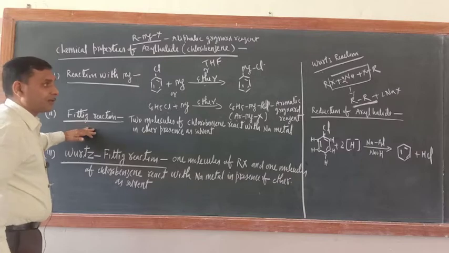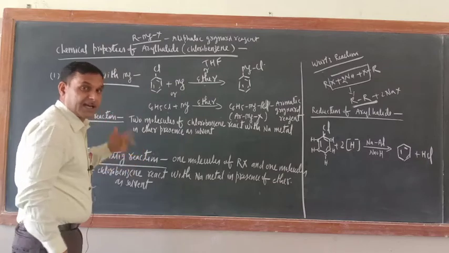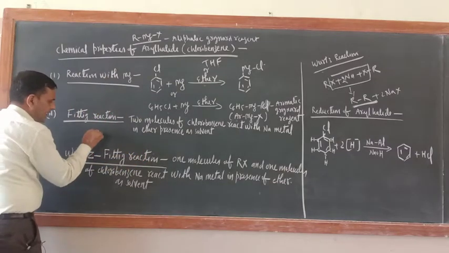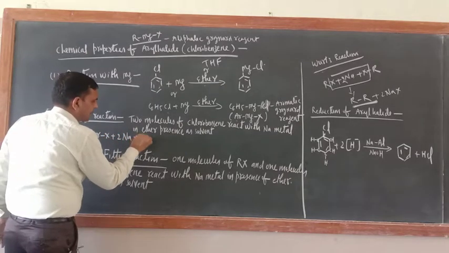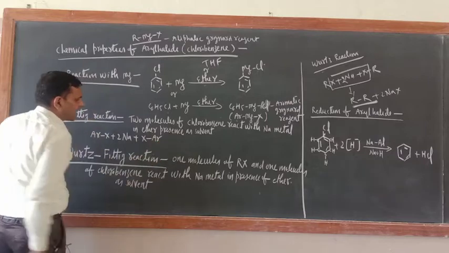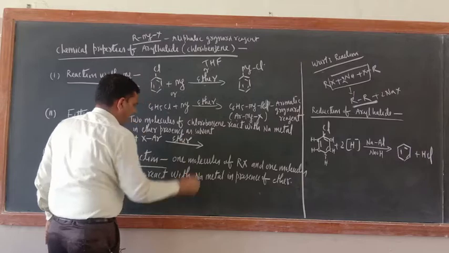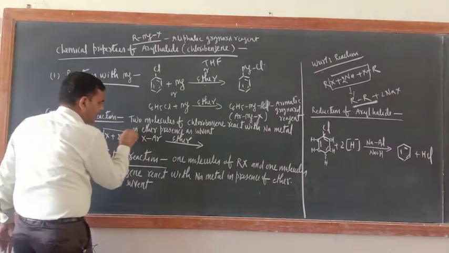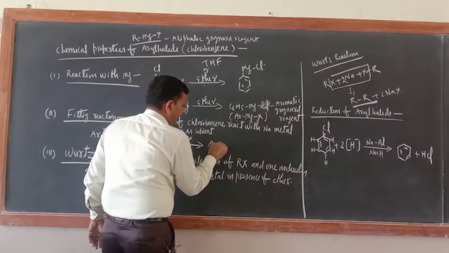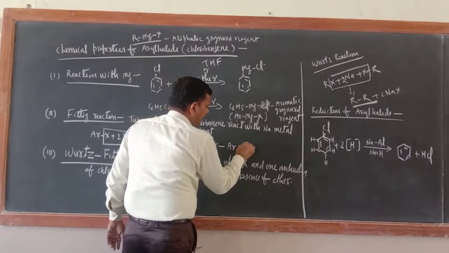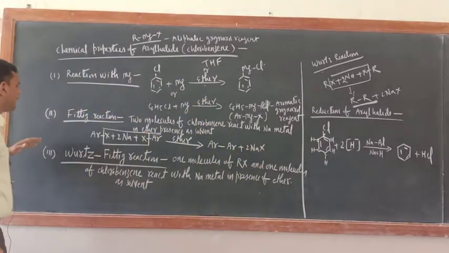So here, in place of RX, you have to take ArX, aryl halide. Take ArX plus sodium metal, 2 molecules of this one. Ar means aryl halide, okay. Now here ether only. So what is the product here? The product is Ar-Ar plus 2NaX, okay.